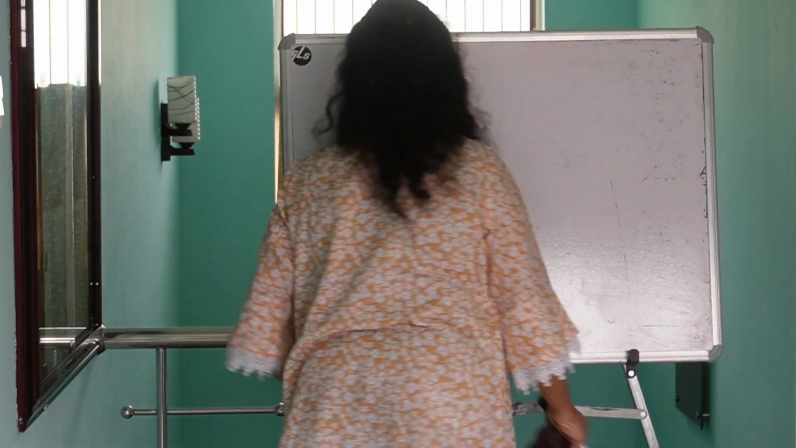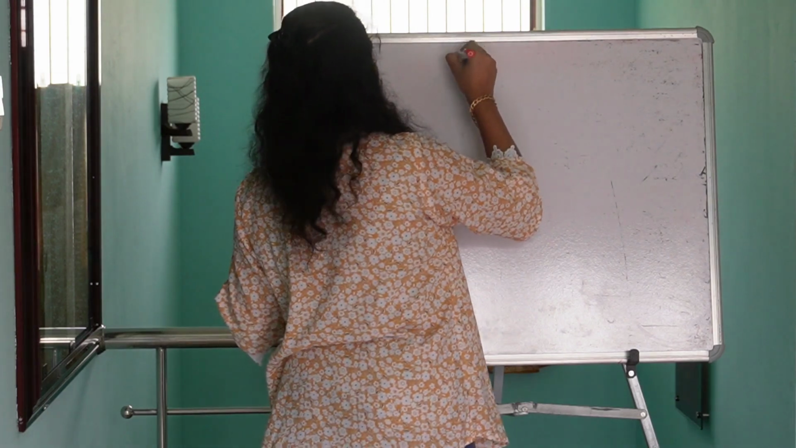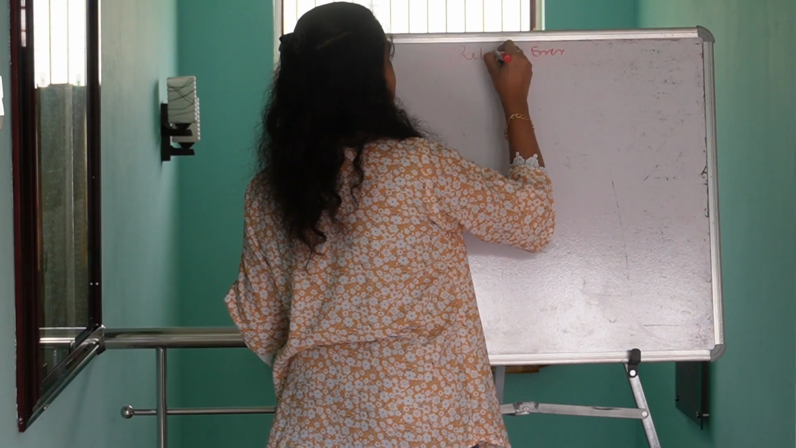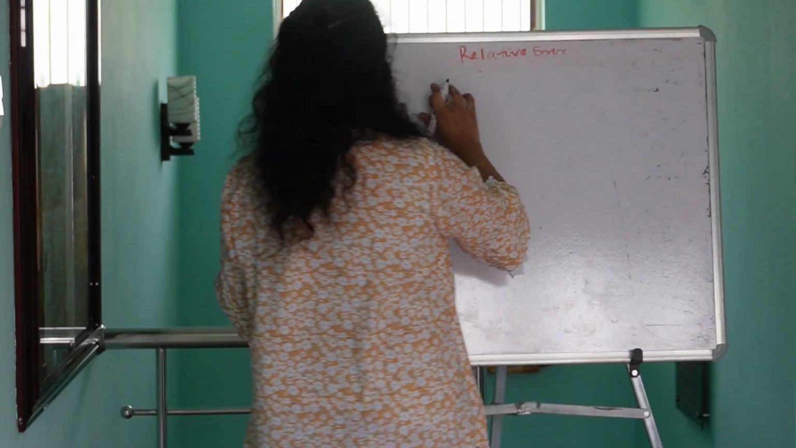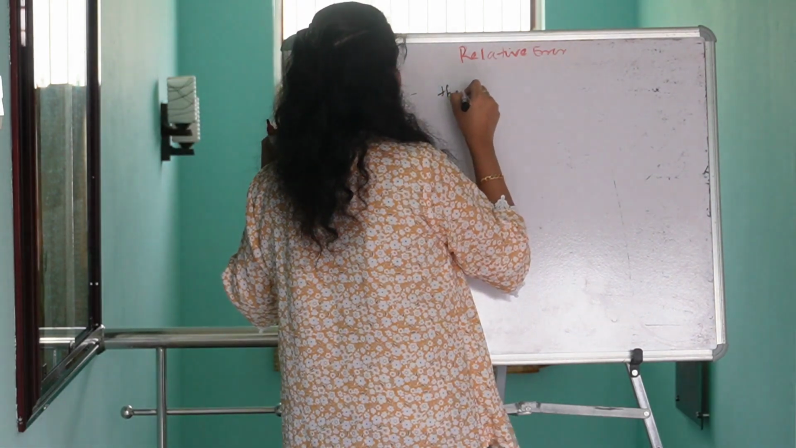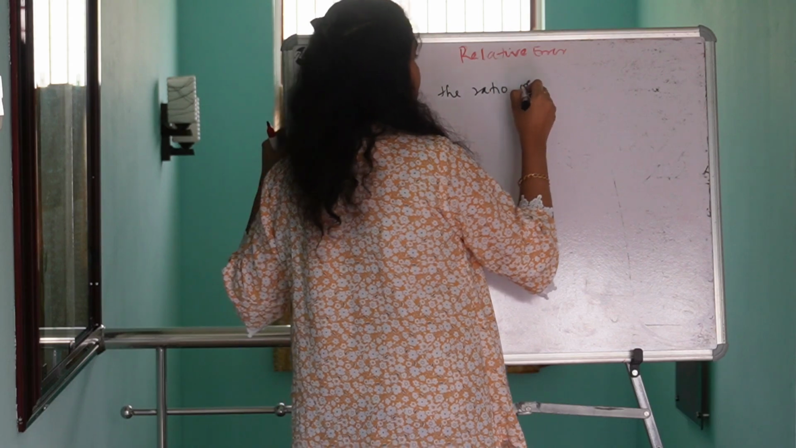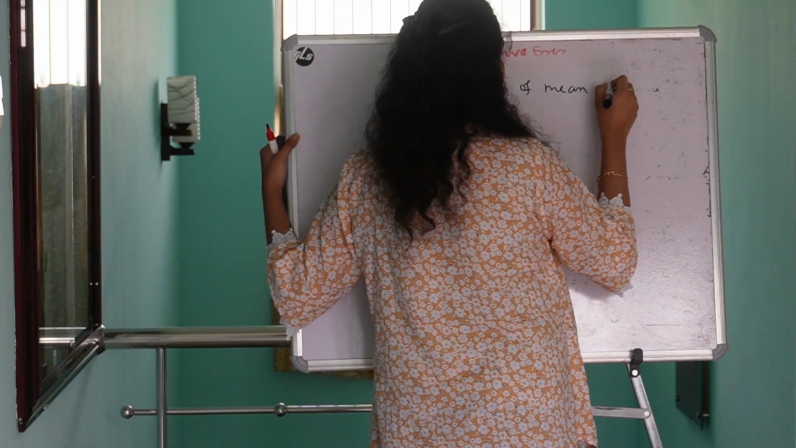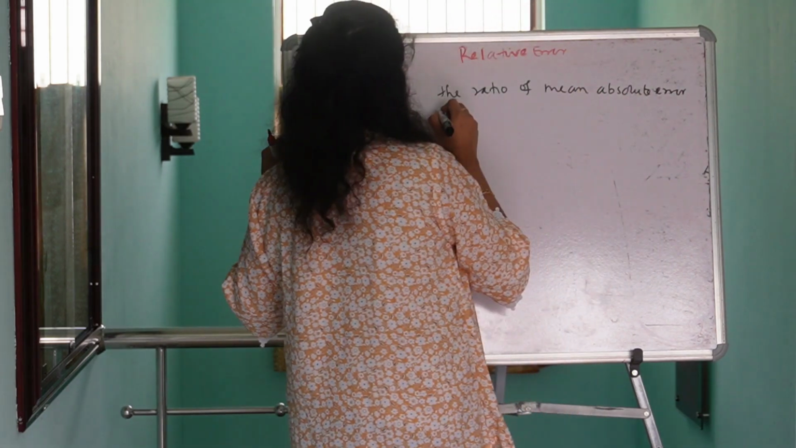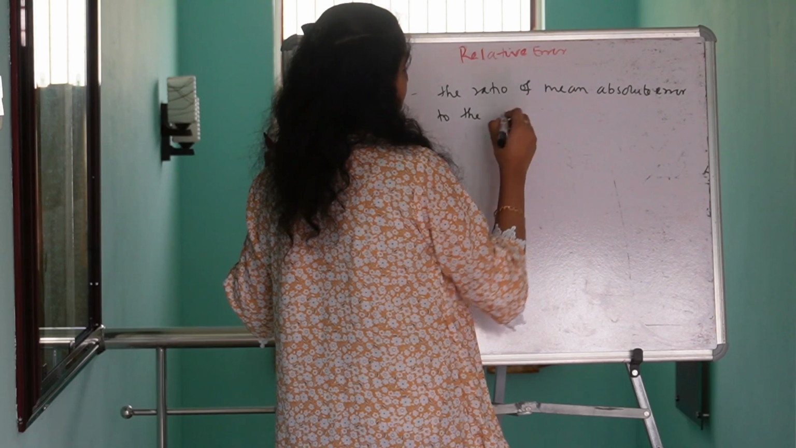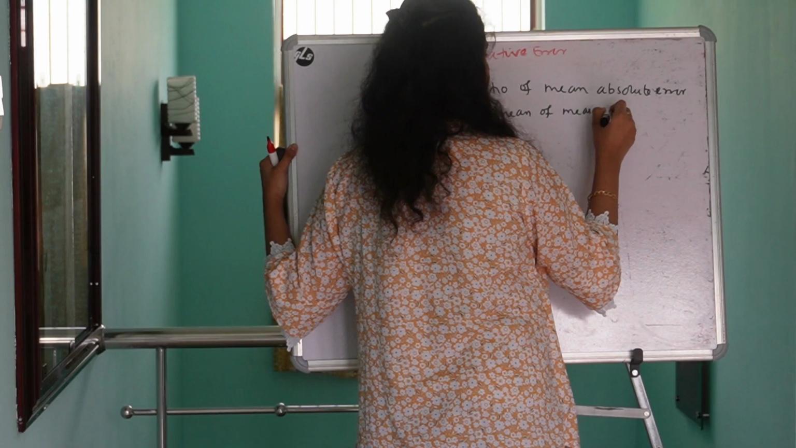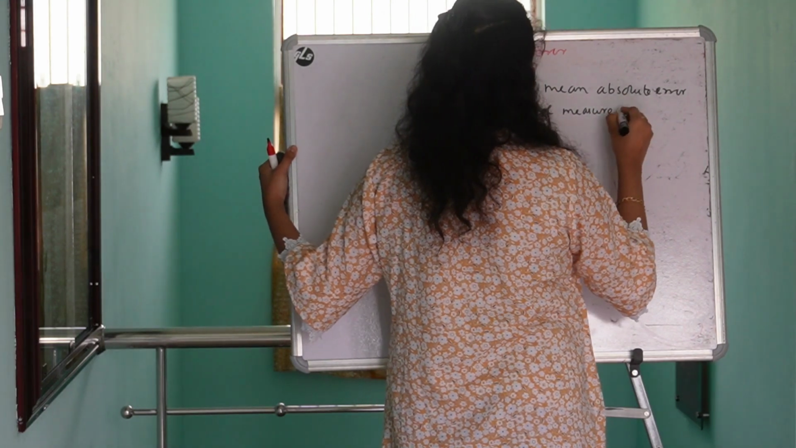Yes. So the next error is relative error. So what is relative error? First I will write the definition of relative error. It is the ratio of mean absolute error to the mean of measurements, or measured values. Mean of measured values.